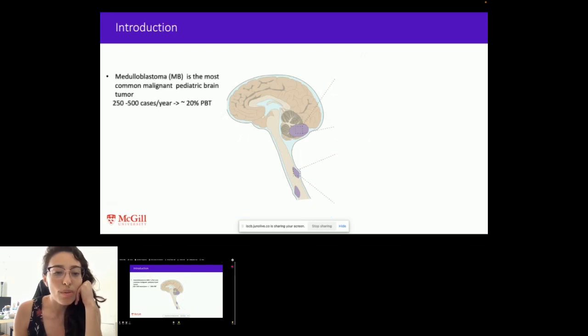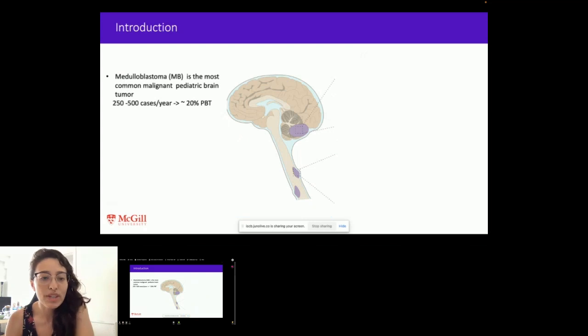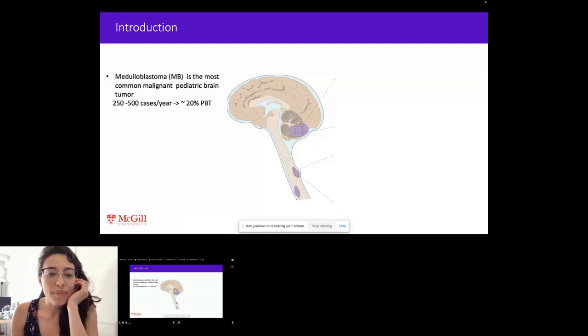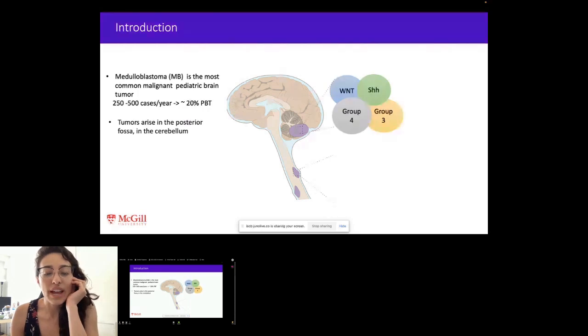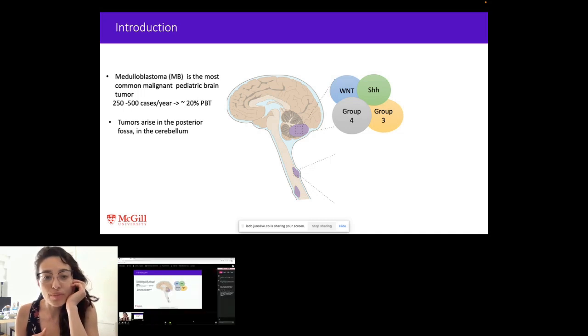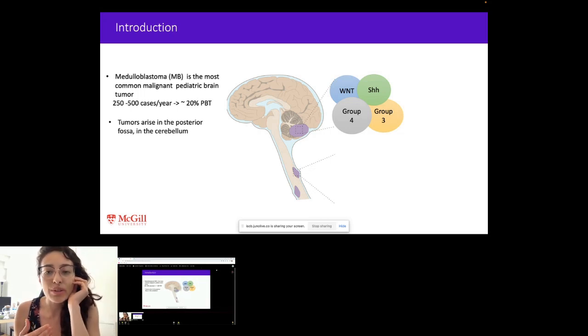We know that medulloblastoma is one of the most common pediatric brain tumors. It usually arises in the cerebellum, and it's so common that it's almost 20% of all the cases of solid tumors in the brain in infancy. Over the years, there have been several sequencing studies, and we have identified at least four molecular subgroups, because medulloblastoma, in the context of molecular heterogeneity, is super complex. The most interesting thing about these molecular subgroups is that each of them will determine the outcome of the patients.